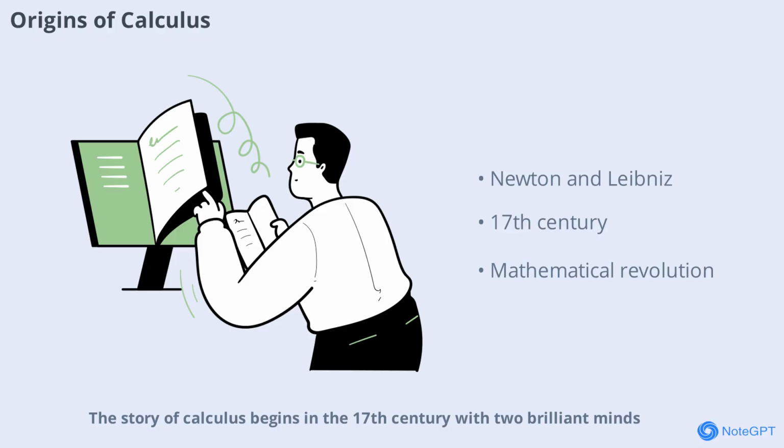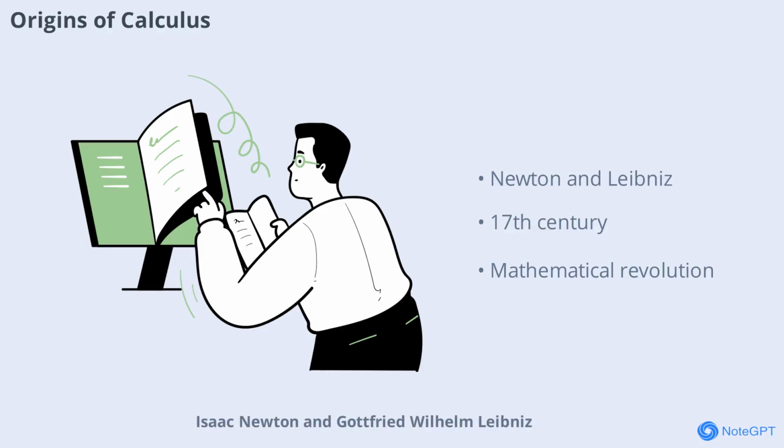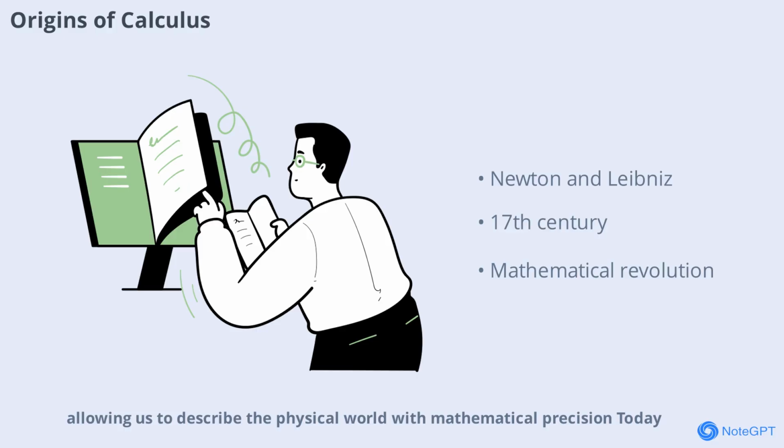and engineering. The story of calculus begins in the 17th century with two brilliant minds, Isaac Newton and Gottfried Wilhelm Leibniz. Both independently developed the foundations of calculus, though their approaches were slightly different. Newton focused on motion and change, while Leibniz emphasized notation and general methods. Their discoveries revolutionized science, allowing us to describe the physical world with mathematical precision. Today, calculus is a cornerstone of mathematics, physics, and engineering, and its influence continues to grow.